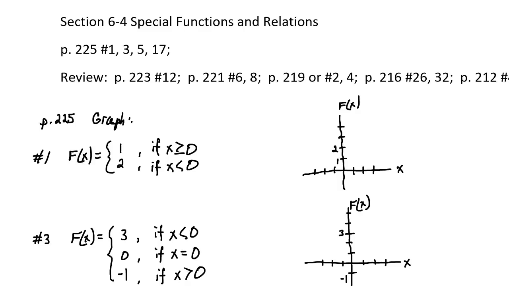Here are the answers for the section 6-4 homework. We're starting on page 225 with some graphs. We're going to graph function f. Function f takes on two different values depending upon the value of x.